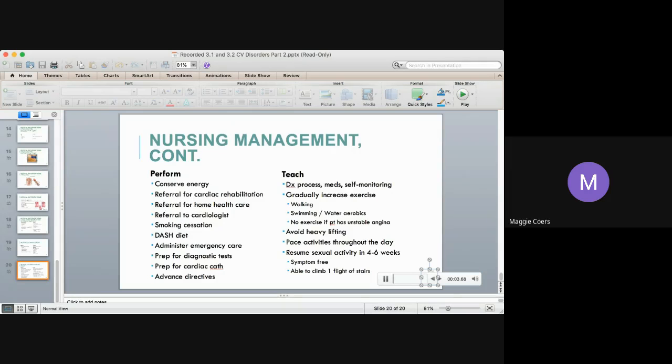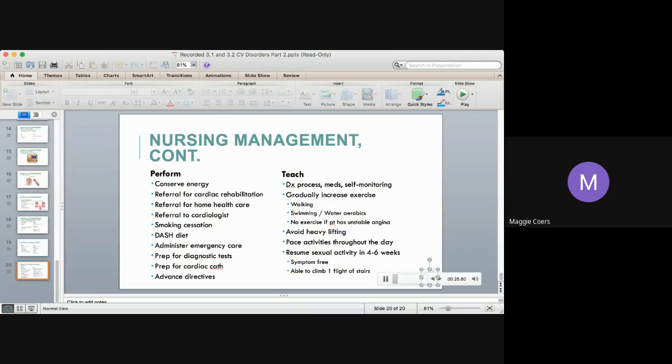Then we want to monitor, we want to perform, and we want to teach. We want to teach or perform things that conserve their energy, or stagger any activities done with the patient during the day. We want to make sure that we do all of the different referrals. We want to actively engage the patient in smoking cessation.